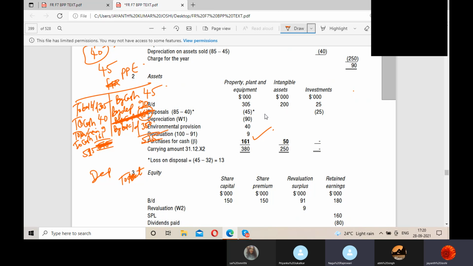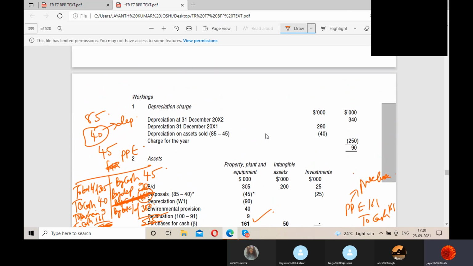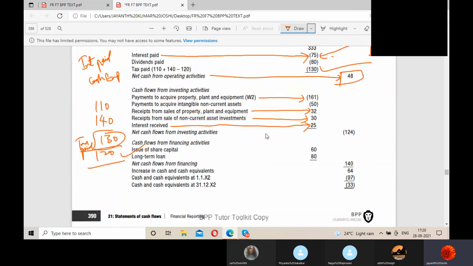Yes, sir. So what is the entry if I get a cash balancing figure here? So it is PP2. Cash. So did I purchase an asset or did I sell an asset? That's what I'm saying. Yes, sir, this is what is done. 161. Okay, I already adjusted.